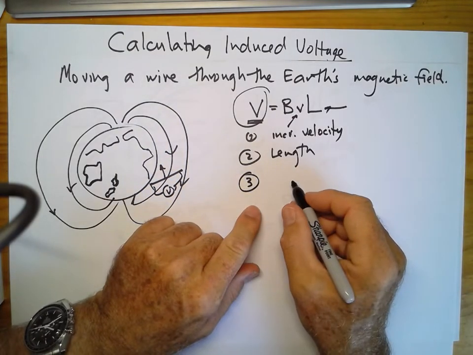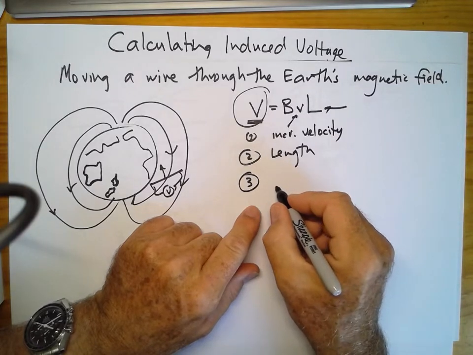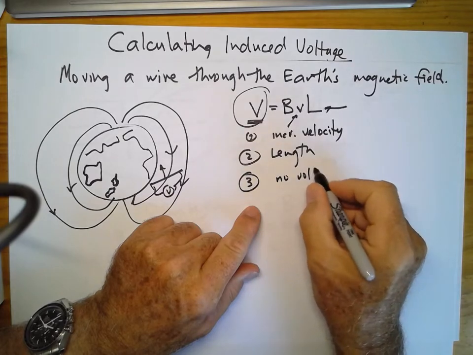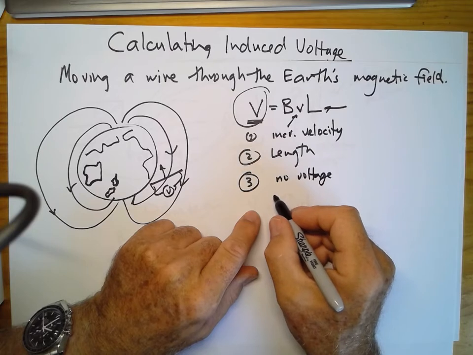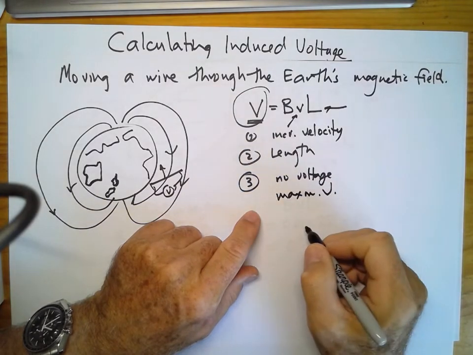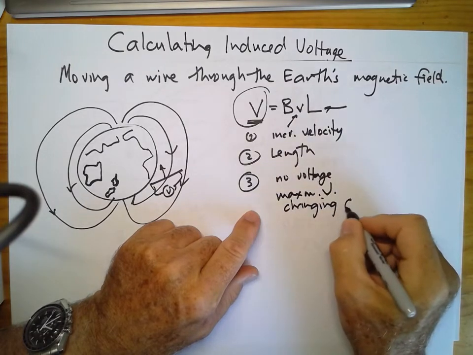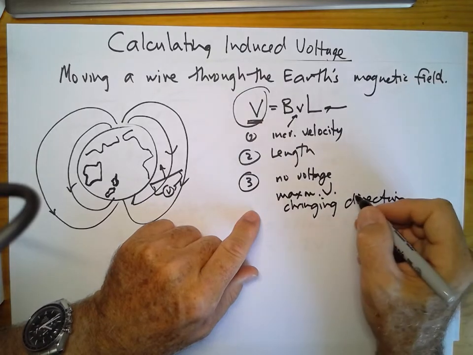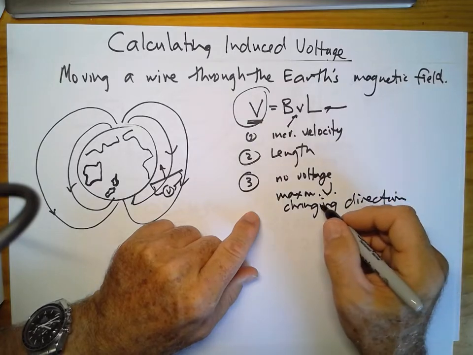If we move the wire in the same direction as the field lines, we get no voltage, and if we move the wire across the magnetic field lines, we get maximum voltage. So it could well be that by changing the direction of motion of the wire, we may be able to increase the voltage.